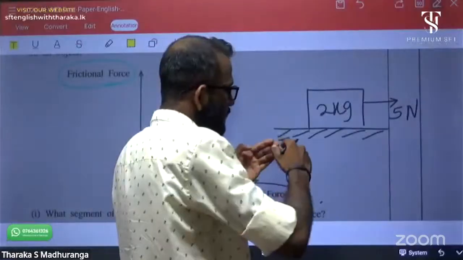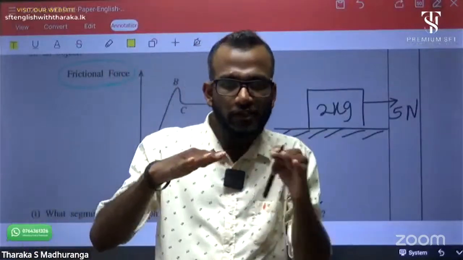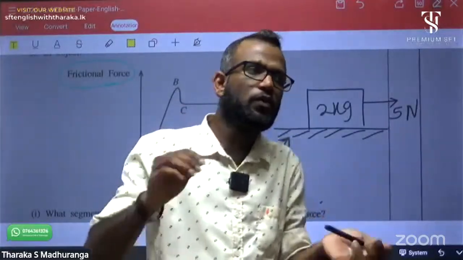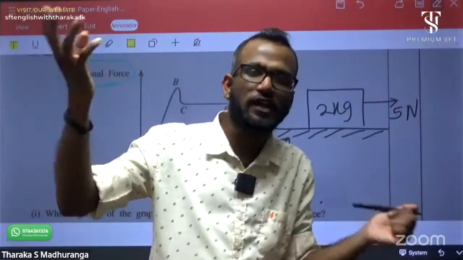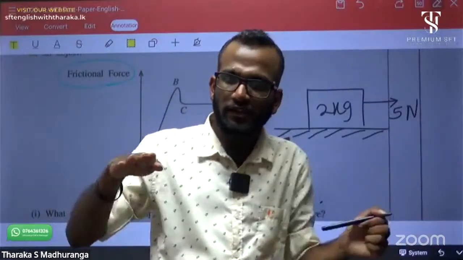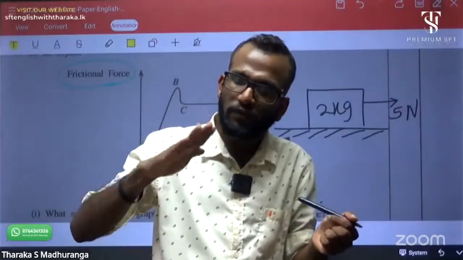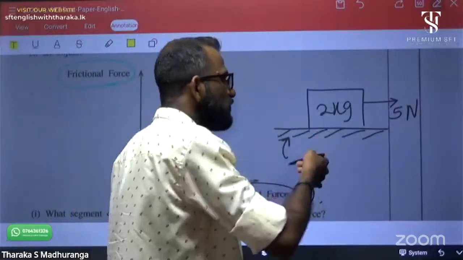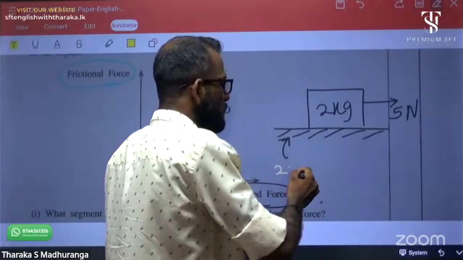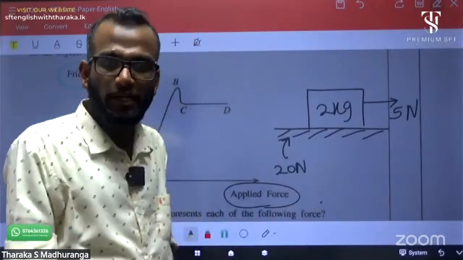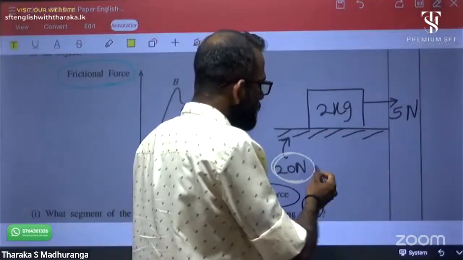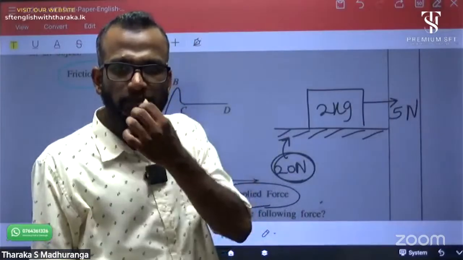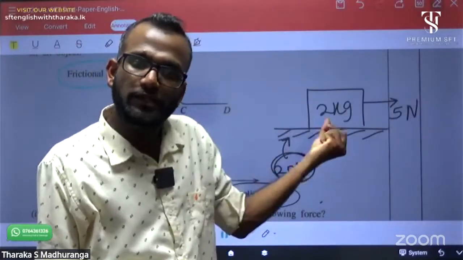Now think, the limiting friction force mainly depends on the surface type. If you have a rough surface, its limiting friction force is a greater value. If you have a tile surface like a smooth surface, its limiting friction force is a low value, right? Now think the limiting friction force of this particular surface is 20 Newton. If I apply 5 Newton external force on this object, is it moving or not?